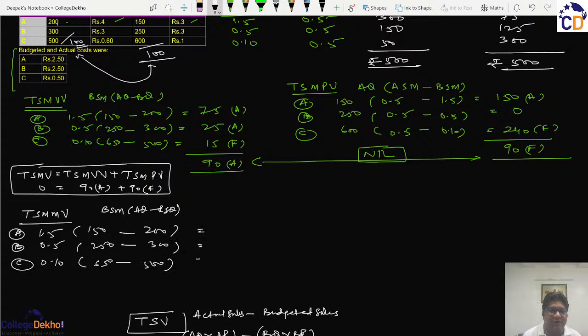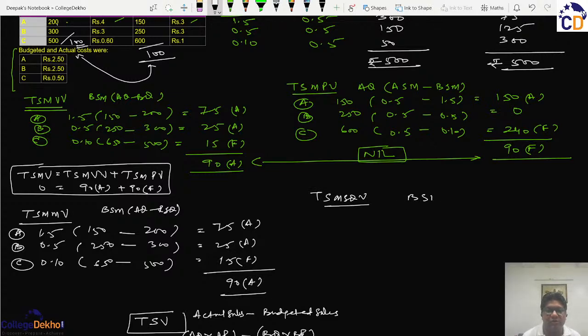यू विल फाइंड हेयर कि जो ऊपर वाले फिगर्स हैं 75, 25, 15, ये फेवरेबल, ये एडवर्स और ये एडवर्स आ जाएंगी. ये फिगर एज इट इज 90 एडवर्स हो जाएगी. जब आप टोटल सेल्स मार्जिन सब क्वांटिटी वेरिएंस निकालेंगे which will be equal to budgeted sales margin multiplied by RSQ minus BQ, because they both are equal, ये सारी की सारी फिगर 0 आ जाएगी.